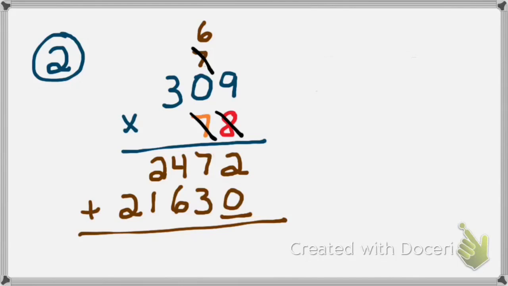And now I can go ahead and add. Ones column, 2 plus 0 equals 2. I move to the tens column, 7 plus 3 equals 10. Put down the 0, carry the 1. I move to the hundreds column.